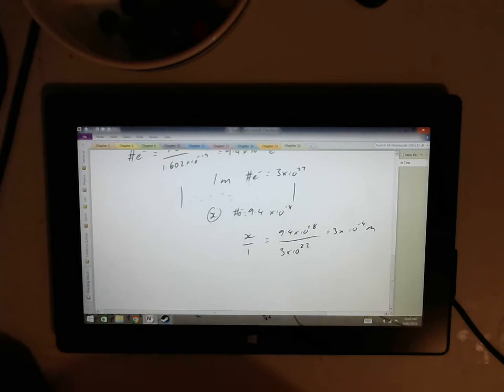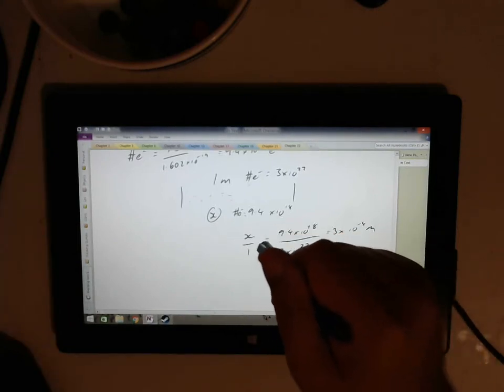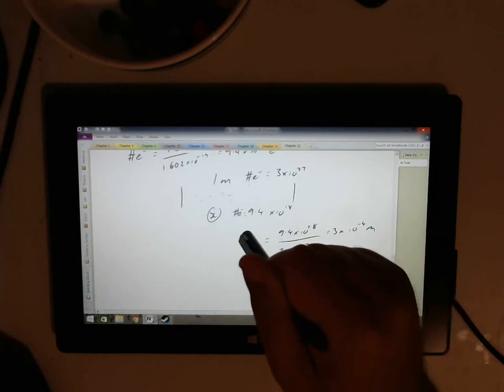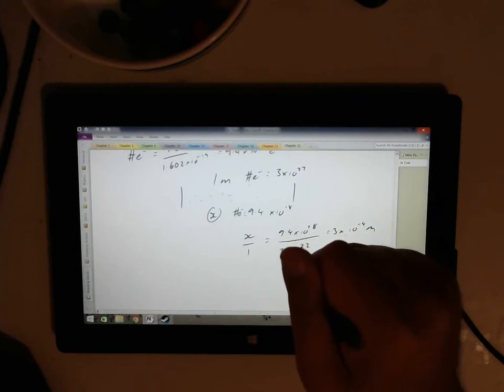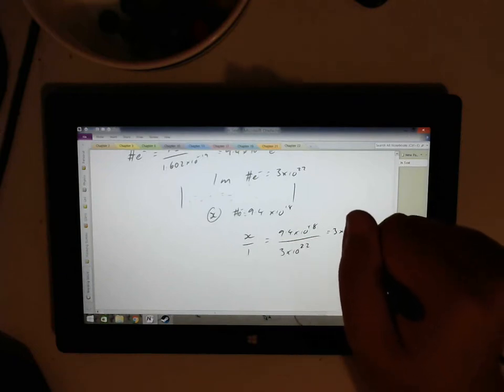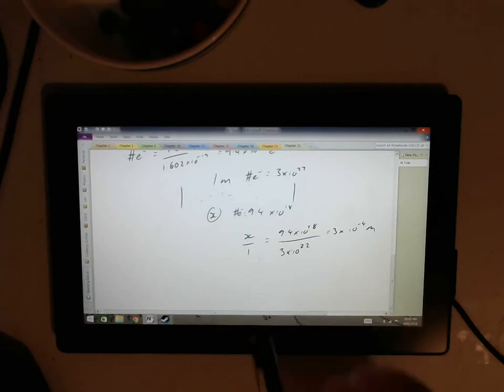If I have a room that I can fit 100 kids into, and I know that the room is, say, 20 meters squared, and then I go to another room, and I don't know how big it is, but I know I could only fit 50 kids into it, the room must be smaller than the original room. Here, I knew that 1 meter had this much, some unknown length had this much, that 10 to the 18 is a lot smaller than 10 to the 22, so my answer should be smaller than 1 meter.